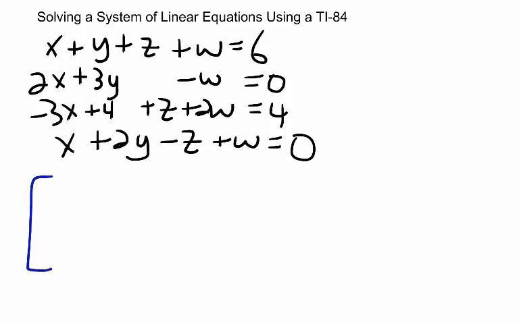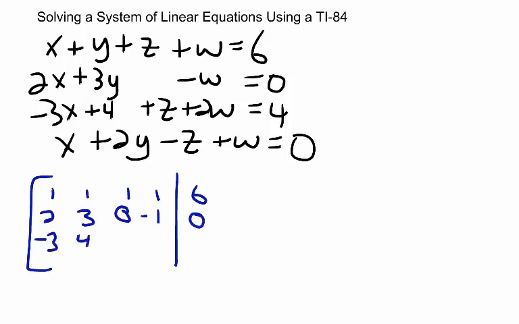So, looking at the first row, you write just our coefficients, which in this case are all ones. Put a vertical line to separate our variables from our constant. Row 2, we have 2, 3, and then since there's no value for z, we use 0 as a placeholder. -1 and 0. Row 3, we have -3, 4, 1, 2, and 4. And row 4, we have 1, 2, -1, 1, and 0.